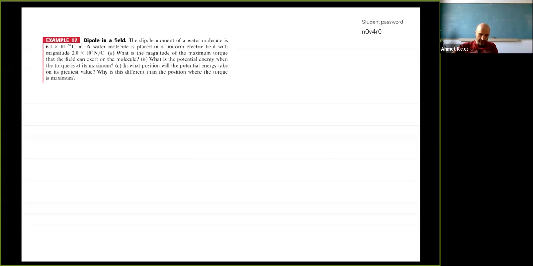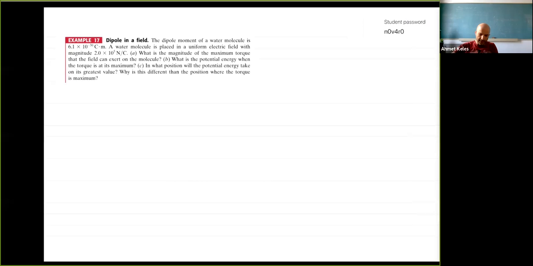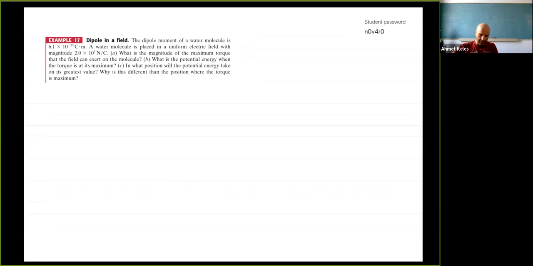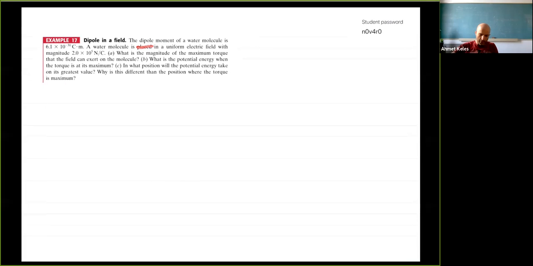Let's think about the dipole in a field. In this example, the dipole moment of a water molecule is given like this, and we place a water molecule in a uniform electric field with magnitude given by this. We would like to calculate the magnitude of the maximum torque that the field can exert on the molecule. And B, what is the potential energy when the torque is at its maximum?